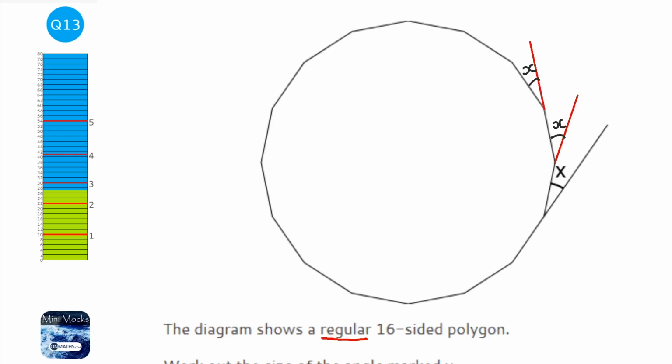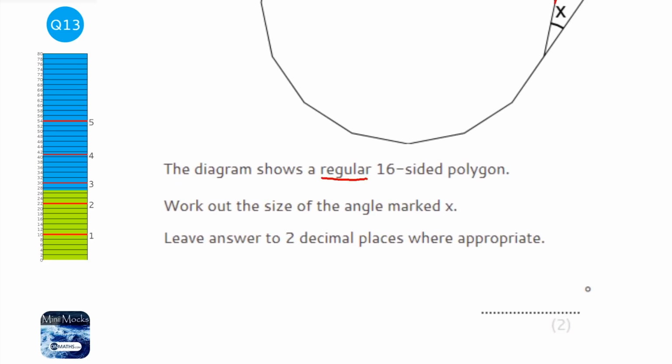Now the one thing we know about exterior angles is they always add up to 360. So to find out what that angle is, we just get 360 and we divide it by 16, because there's 16 identical exterior angles. So I get my calculator out, 360 divided by 16 equals 22.5. So we can check that. We can do 22.5 times 16, and it has to add up to 360, which it does.